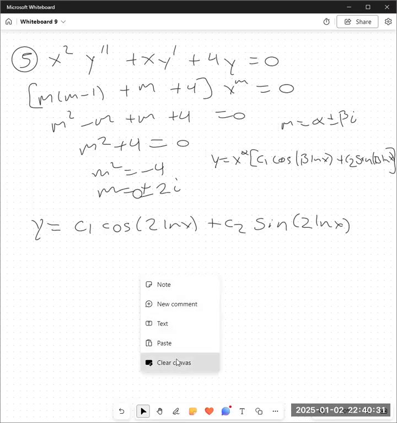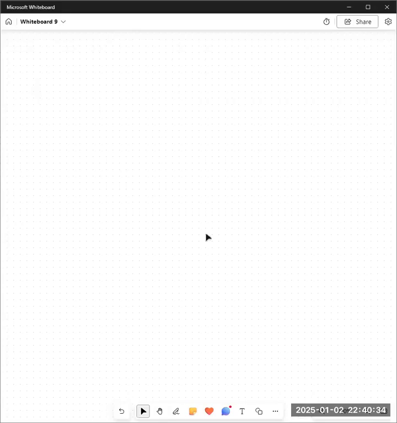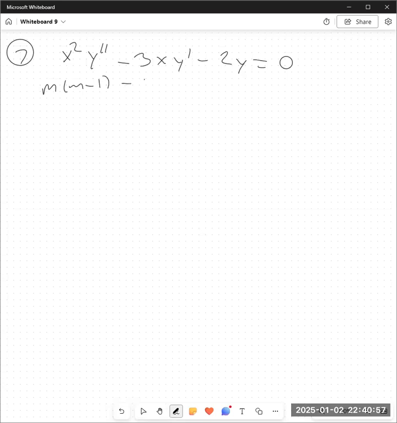Moving right along to number 7. x squared y double prime minus 3xy prime minus 2y equals 0. So I have m times m minus 1 minus 3m minus 2 equals 0. m squared minus m minus 3m minus 2 equals 0. m squared minus 4m minus 2 equals 0.